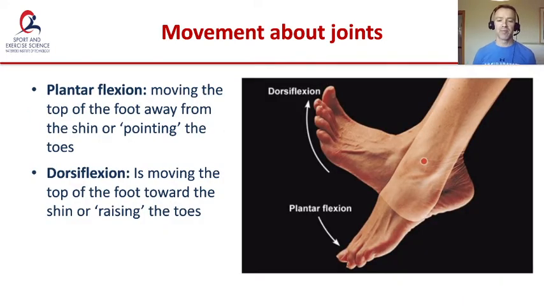Two specific types of movements around the ankle are plantar flexion and dorsiflexion. Plantar flexion is moving the top of the foot away from the shin, or more commonly just pointing your toes down towards the ground. So as you point your toes down, that specific movement is called plantar flexion. I'd like to think, just remembering it, if you're trying to plant your foot into the ground, you're going to point your toes down into the ground.